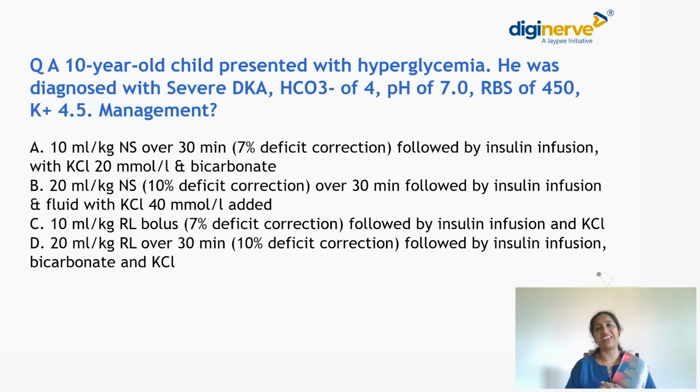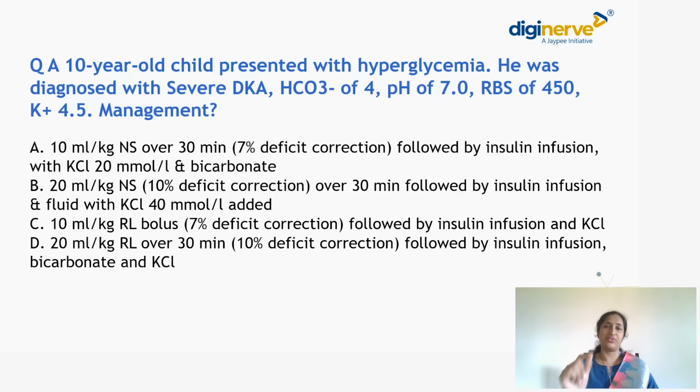Now, in severe DKA, when the bicarb is 4 and the pH is so low, the best option is to give 20 ml per kg of fluid, normal saline, followed by insulin infusion. When we say followed by, it means essentially both are started at the same time. The 20 ml per kg normal saline goes in one cannula and in the other line, the insulin infusion is started.